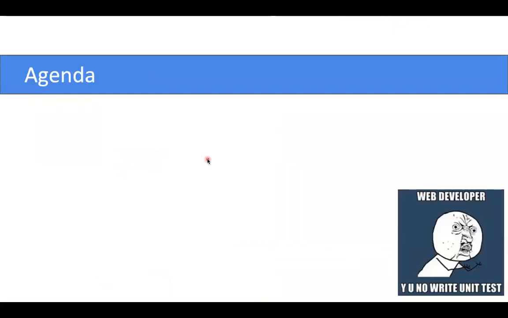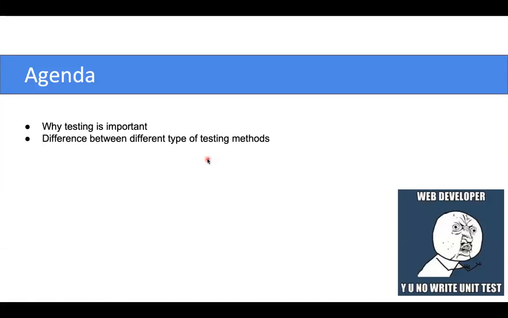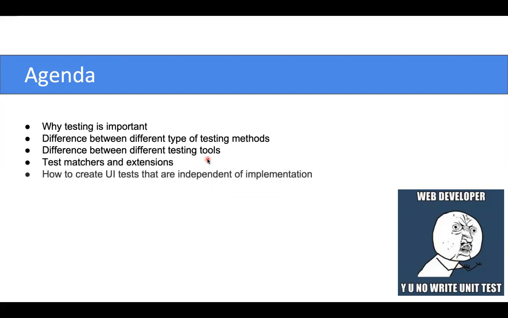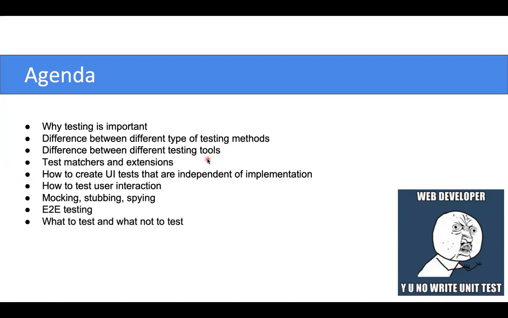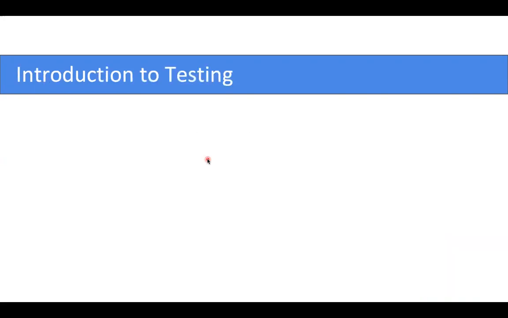So just to go fast to the agenda, we're gonna talk about why testing is important, difference between different type of testing methods, difference between different testing tools in JavaScript, test matchers and extensions, how to create UI tests that are independent of implementation, and I think this is a very important part, because some testing tools don't really offer that. How to test user interaction, how to mock, stub, and spy. We're gonna talk about what that means. We're gonna talk about end-to-end testing and what to test and what not to test, and testing best practices.